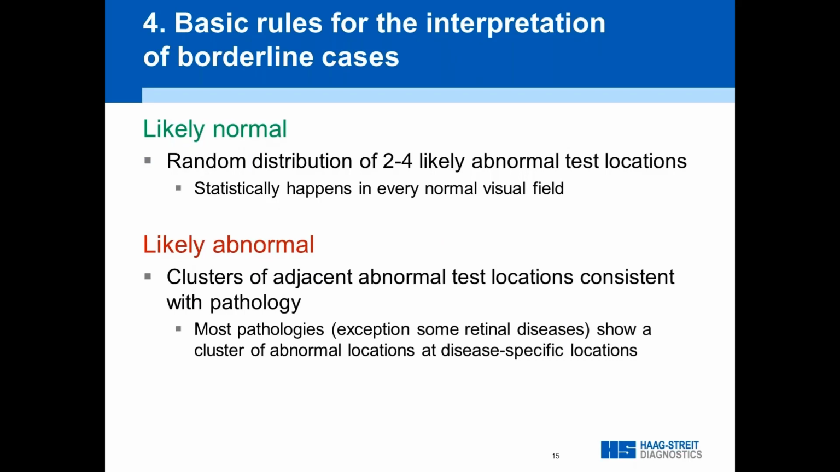Everyone is allowed 1 or 2 or 3 mistakes in life, and so are the patients who are doing visual field tests. So if you just get 1, 2, 3, 4 abnormal locations, that's pretty normal. That can happen to anybody. And as long as they're randomly distributed somewhere and show no characteristic pattern of a pathology, we still say this is a normal field. But where it gets really abnormal is if the abnormal locations cluster in test locations consistent with a pathology.